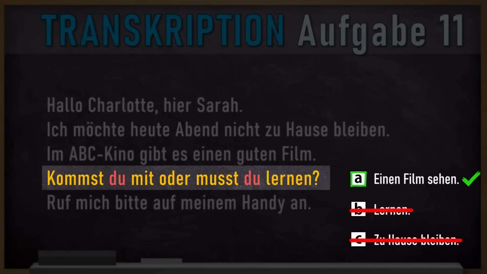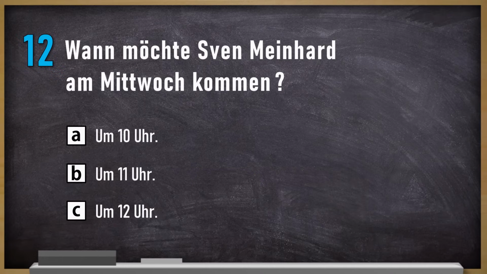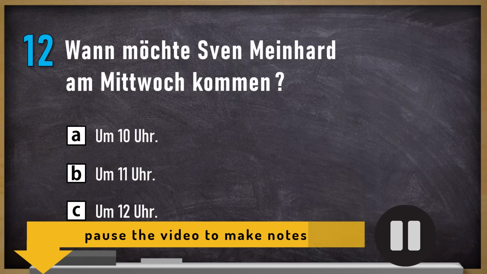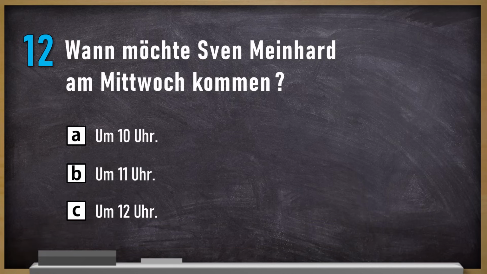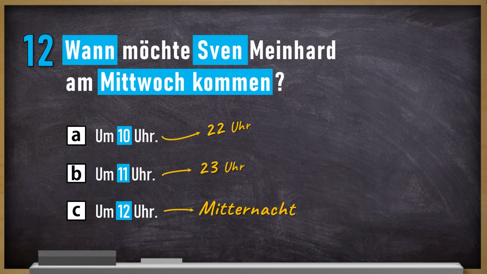Einen Film sehen. Eine Sprachnachricht habe ich noch für dich. Nummer 12. Du markierst und notierst. Wann, Sven, Mittwoch kommen. Und die Uhrzeiten. 10, 11, 12. That's all I marked. I made some notes concerning the time. 10 Uhr. Depends on the situation. This also can mean 22 Uhr. 11 Uhr, 23 Uhr. 12 Uhr, Mitternacht.